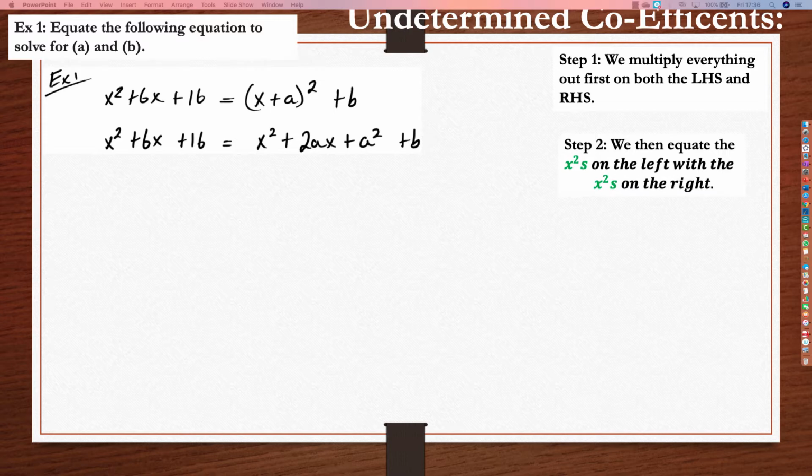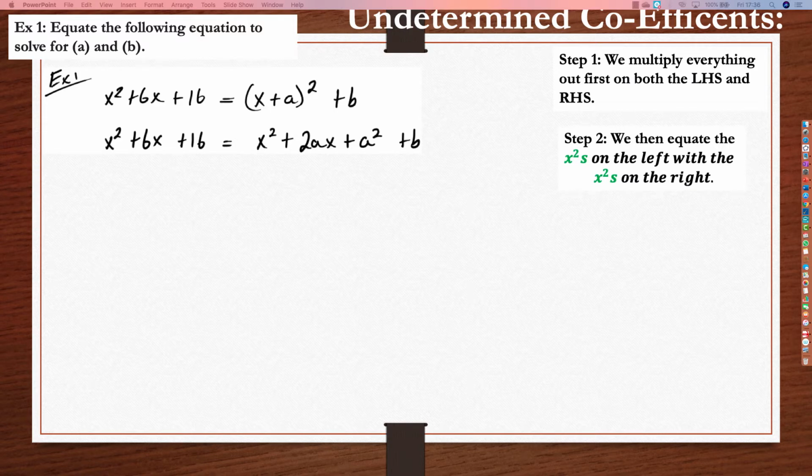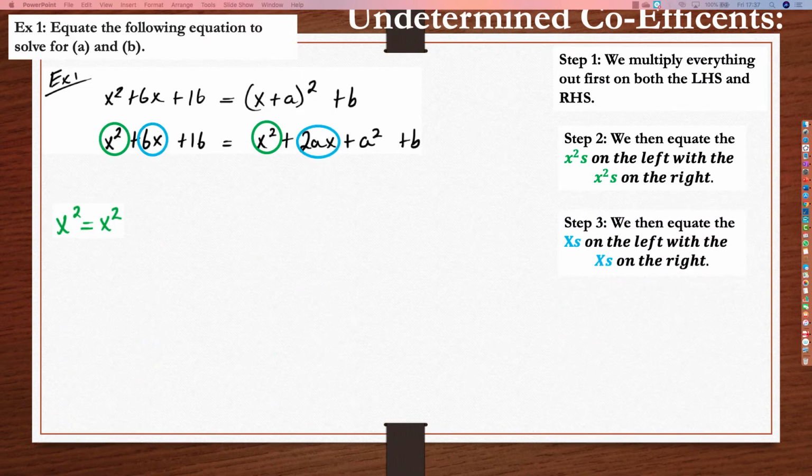So we have x squared plus 6x plus 16 is equal to x squared plus 2ax plus a squared plus b. Step 2 after that is everything with an x squared on the left we equate to anything with an x squared on the right. Everything with an x on the left we equate to anything with an x on the right. And anything which doesn't have an x, i.e. not a variable, a constant, on the left we equate to any constant on the right. What we knocked out is the x squared. Then 6x is equal to 2ax, because this has an x with it and this has an x with it. Knock your x's. 6 is equal to 2a, 3 is equal to a.